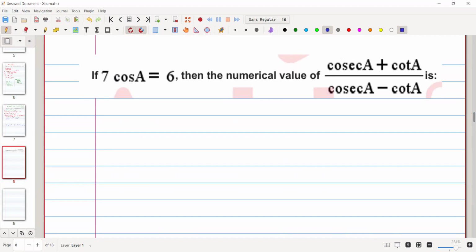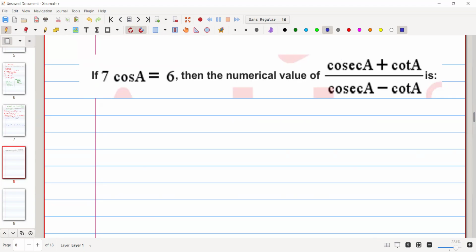You know that there are many more ways how to solve this. Suppose we have to find cot A, we have to find cosec A. We can do that from here using the cos. But see, we have to use some way so that we can minimize our calculations.